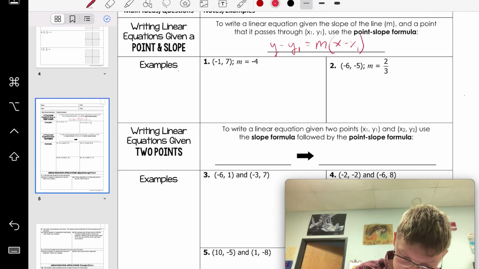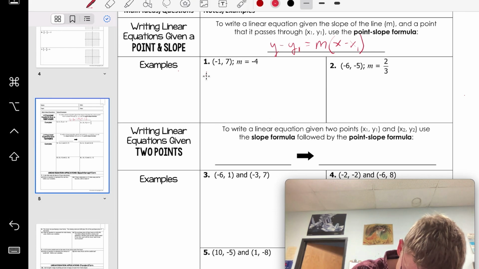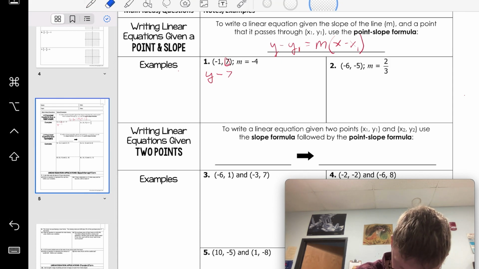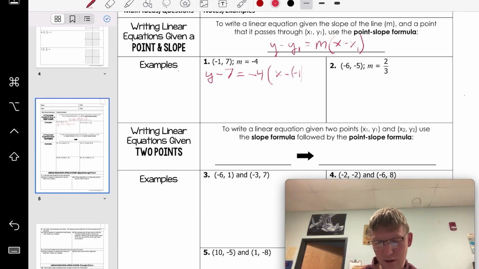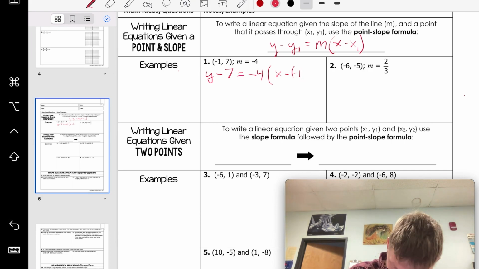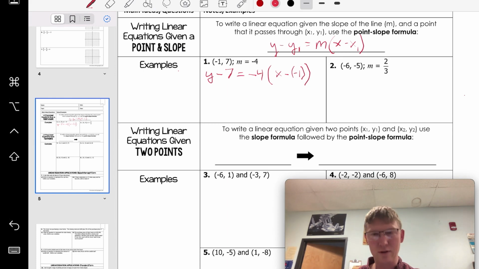So our equation is y minus y1. So y minus 7 equals the slope, which is -4, times x minus x1, which is -1. Notice I put the parentheses in there just to make sure that I don't accidentally drop that negative sign, because I've been known to do that from time to time. So then you just solve it.